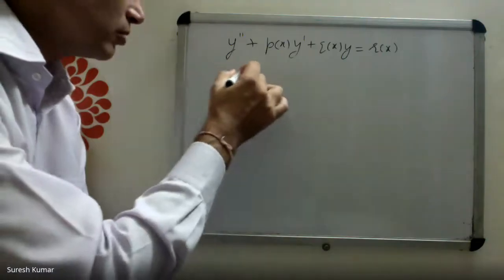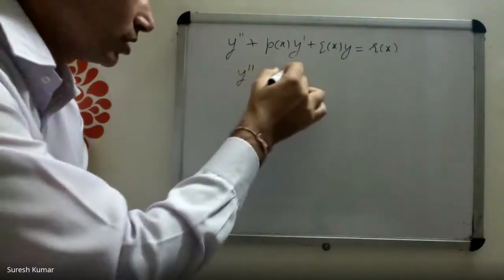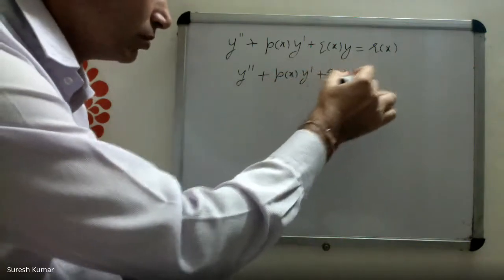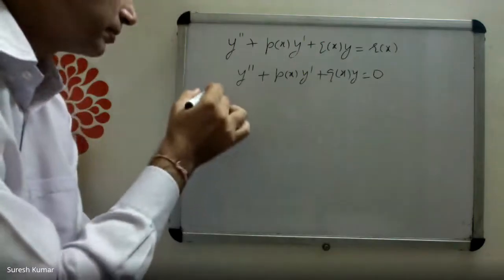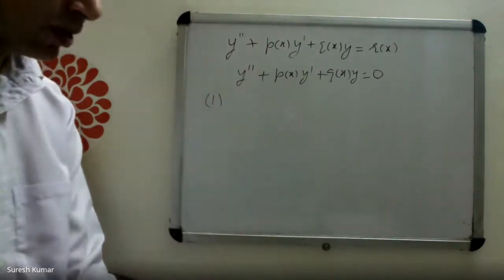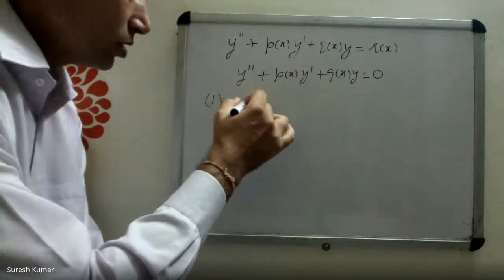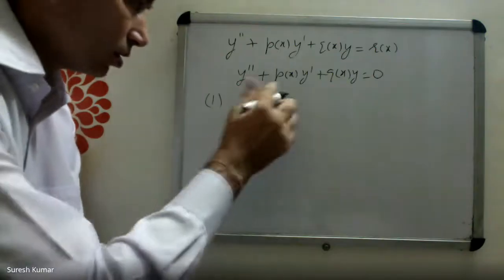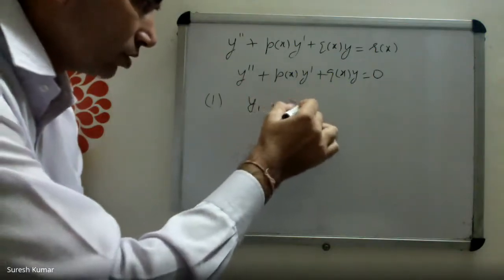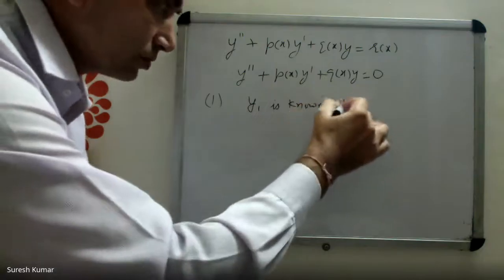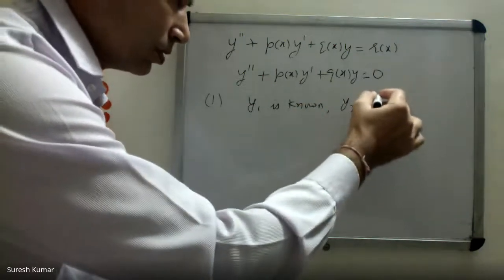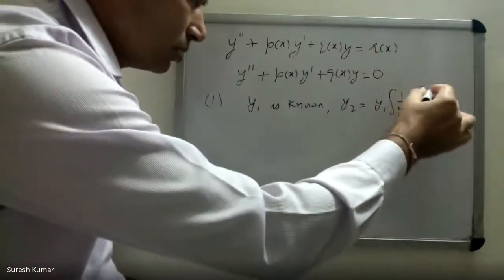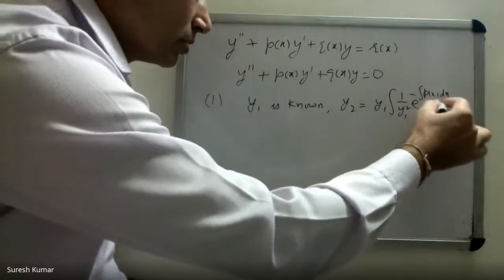First, we have learned methods for solving the homogeneous differential equation y double prime plus p(x) y prime plus q(x) y equal to 0. Which methods have you learned? Recall them. Method of one known solution. What is that? If one solution y1 is given or known, the other solution is y1 times integral of 1 over y1 square e power minus integral p(x) dx, dx.